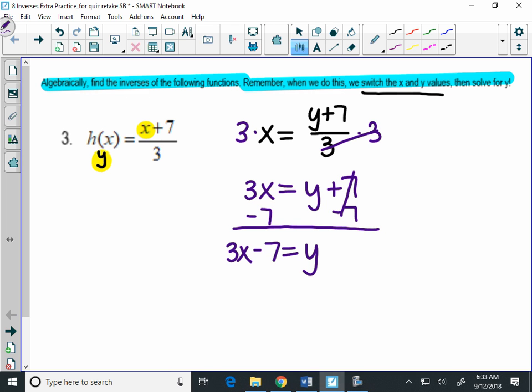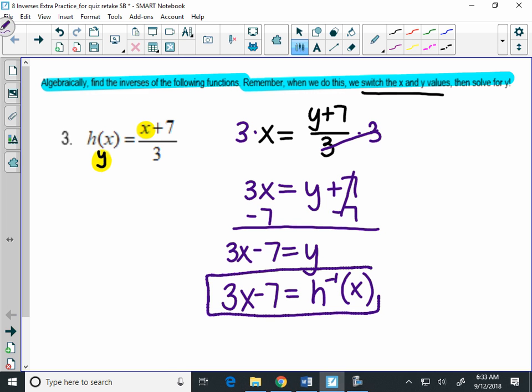All right, remember, we want to use formal inverse function notation, so that y here is going to be written as h inverse of x. That would be the inverse function of the original h of x. All right, that one should have been pretty simple. That's linear. Let's move on to one that's a little bit more challenging.